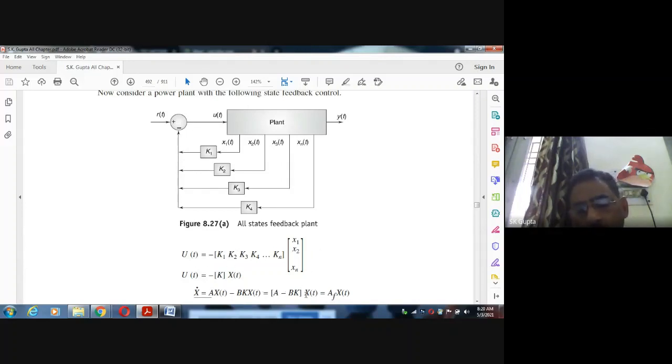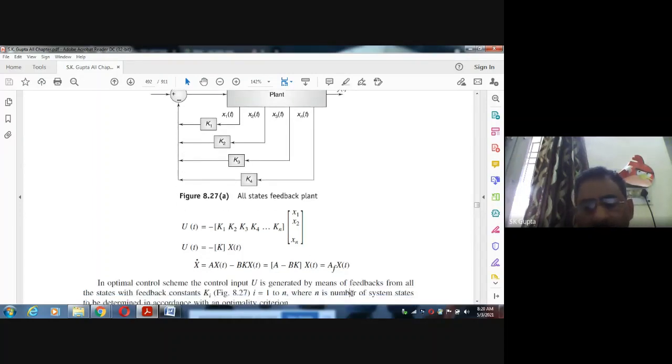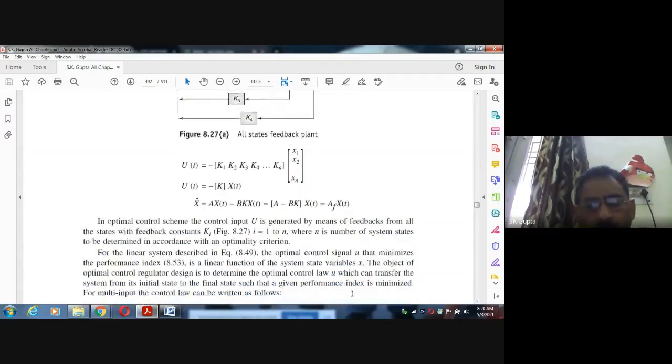Here if you put u equal to minus Kx, then A minus BK is again a 9x9 matrix, so this will be Af. So our new system will be x dot is equal to Af x. Earlier it was Ax plus Bu, now this A has changed, the system matrix has been changed. If we take the feedback from all states, this new system is formed.